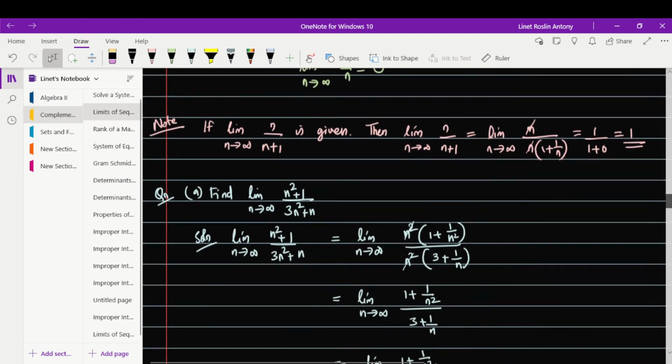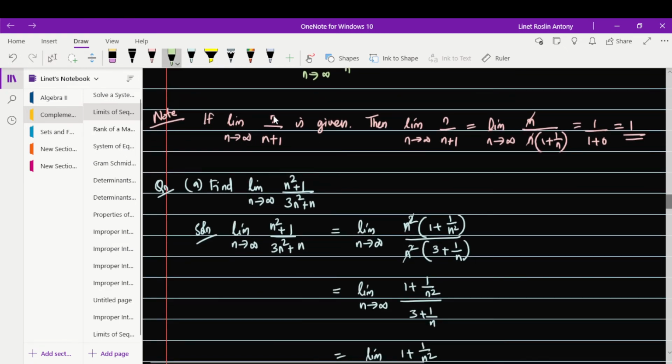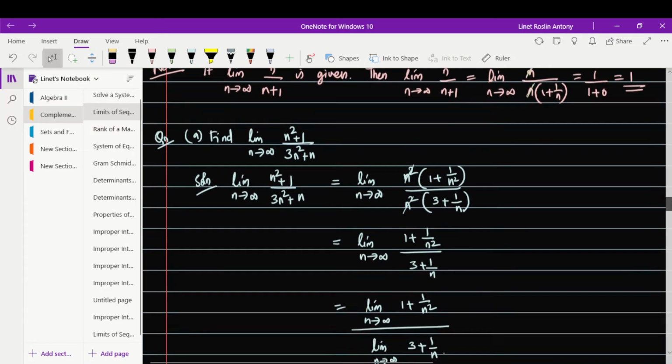Now, note that if limit n tends to infinity, n by n plus 1 is given, then it can be written as limit n tends to infinity, n divided by n into 1 plus 1 by n. So you can cancel n and n. And what you have to do is apply the limit. So you have 1 by 1 plus, this 1 by n will go to 0. So you have 1 by 1 plus 0, that is equal to 1. Okay, so that is a note. We can use this technique for finding limits.